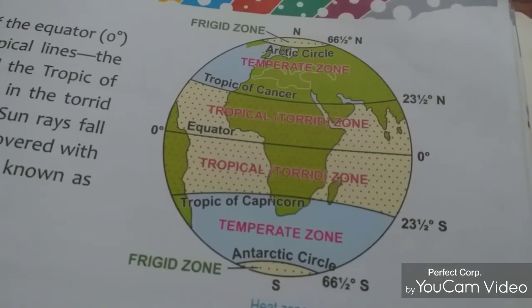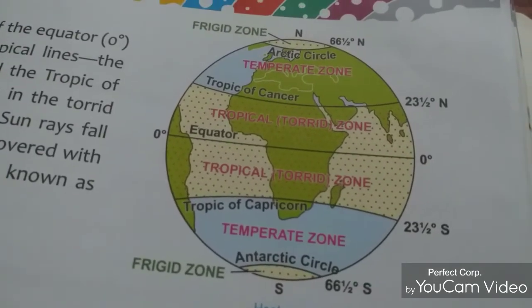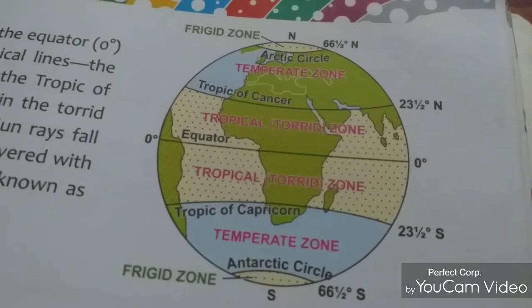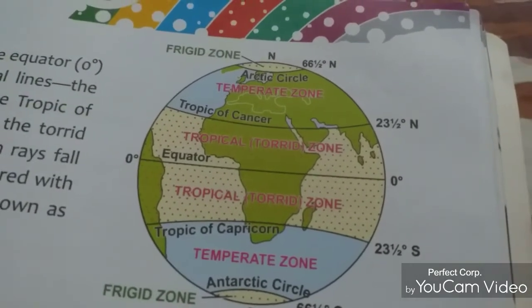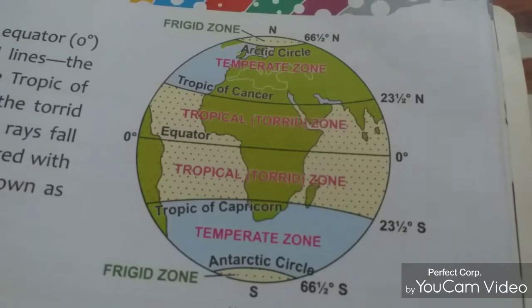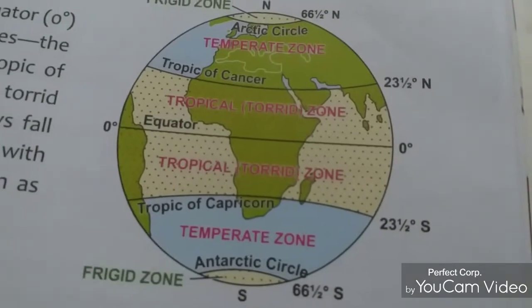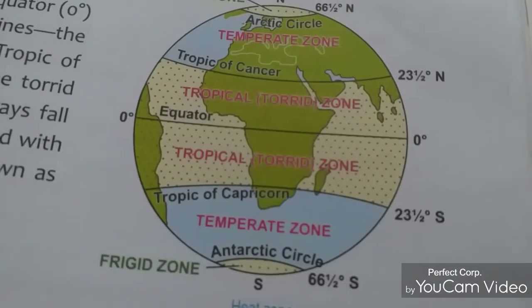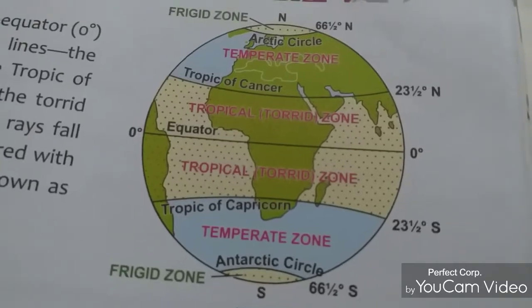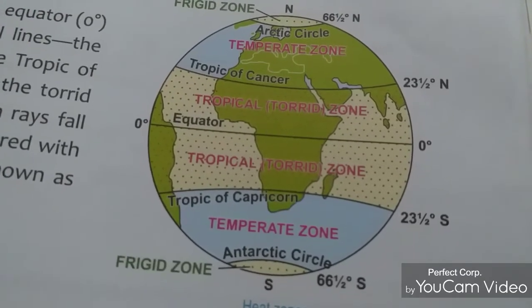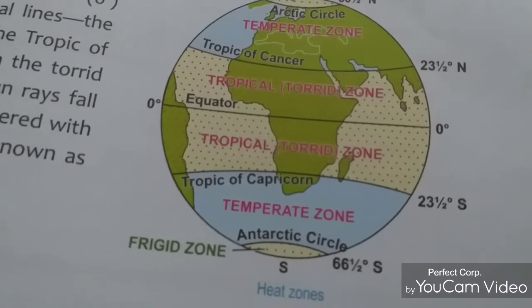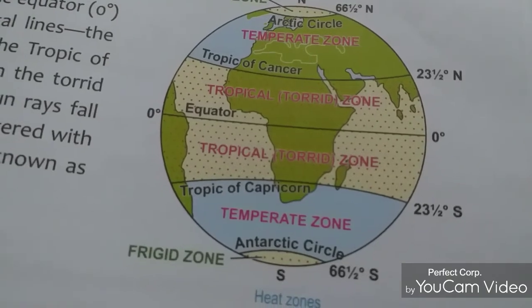As the rays are slanting in these regions, these places enjoy pleasant weather, neither too hot nor too cold, and most grasslands are found here. So this is the temperate zone. Then comes the frigid zone. Now the frigid zone is the area that lies between the Arctic Circle, that is 66.5 degree north, and south of the Antarctic Circle till the pole.